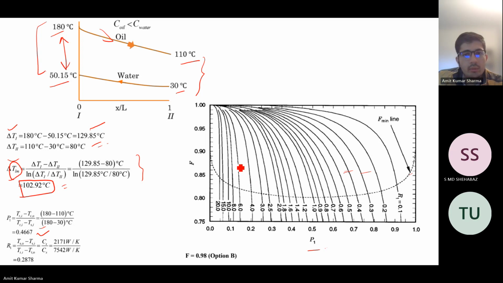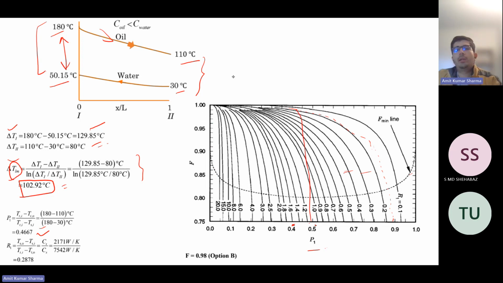And P is 0.4667. So for R, the line is near like this here. Okay, it will go like this. Now see the value of P. It is 0.4667. So it will be like here, 0.4 and 0.5 like here. Okay. So again, it will go like this. So it will meet near here.